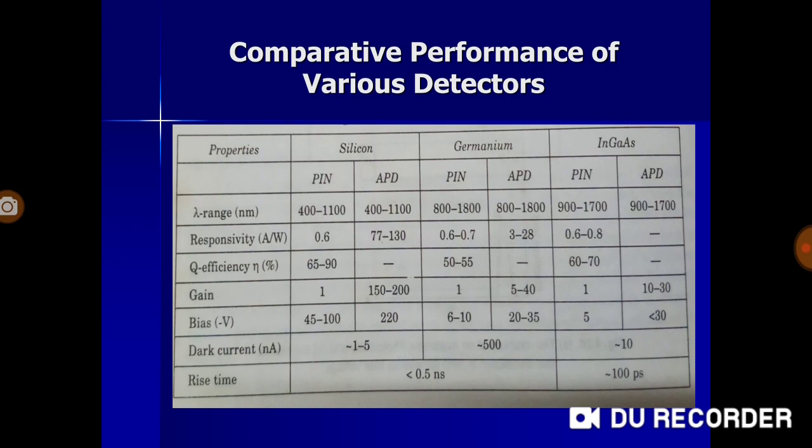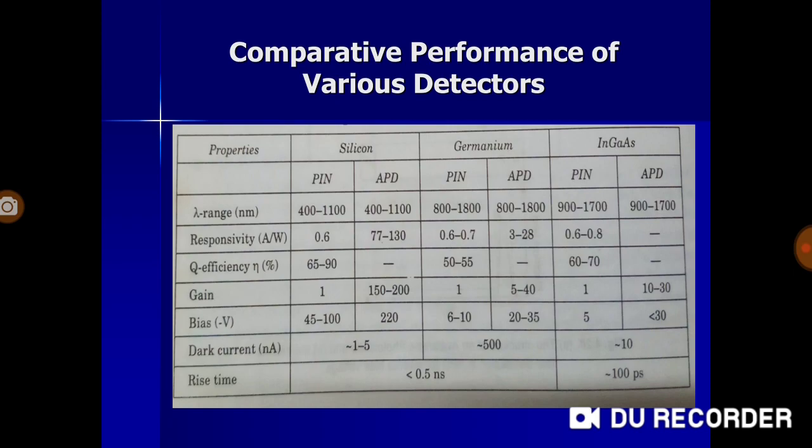If you look, the first property we are talking about is wavelength range in nanometers. PIN is 400 to 1100 nanometers, while APD is also 400 to 1100 nanometers in case of silicon. When the same diodes are made of germanium, it is 800 to 1800 for both diodes. And for indium gallium arsenide, it is 900 to 1700 for both. So for a given material, the wavelength range for both diodes is the same.